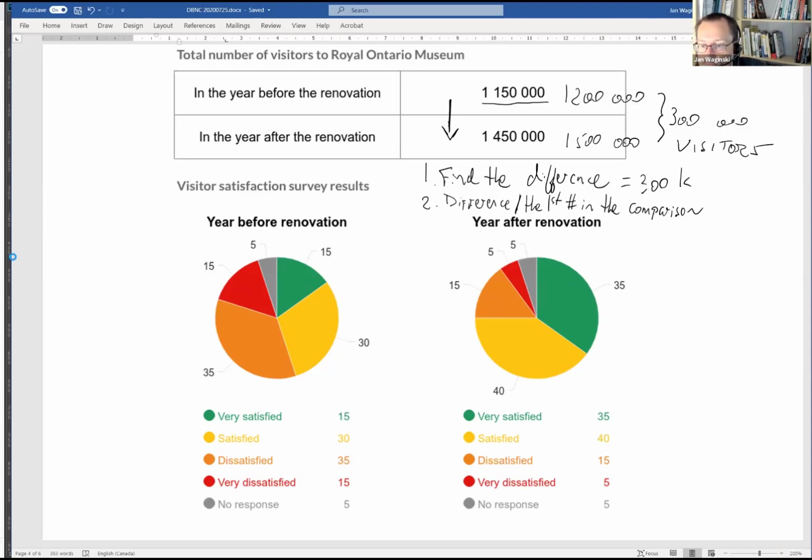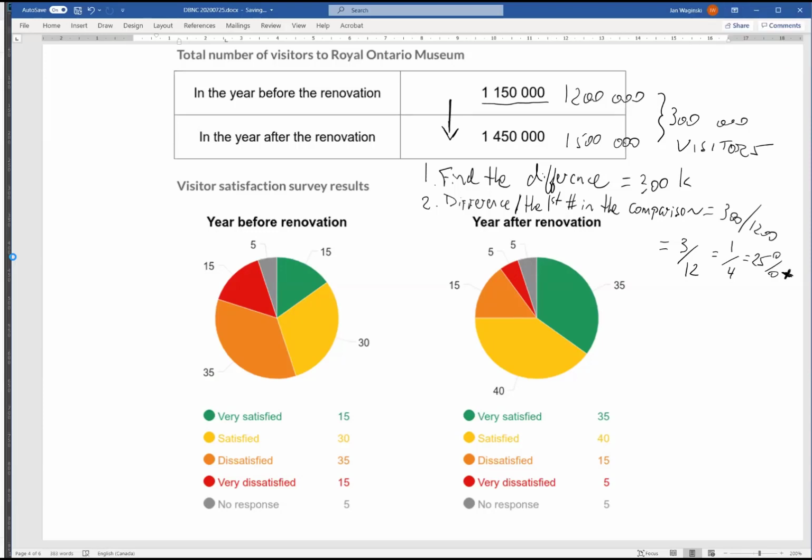300K difference over the first number in the comparison, so it's going to be 300 over 1200. Right, I'm just chopping off a bunch of zeros. That equals 25%. That's right. 3 over 12 is a quarter, right? 25% increase. Are there any questions about the math we just did?